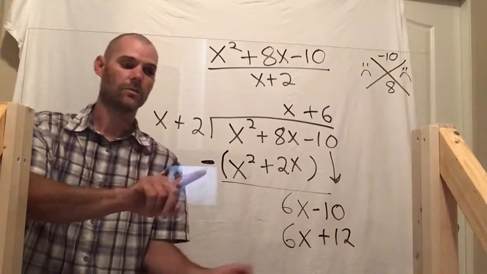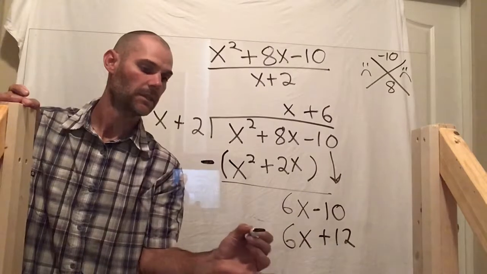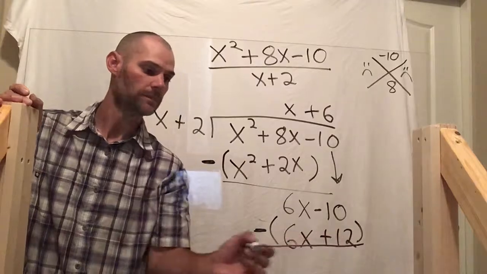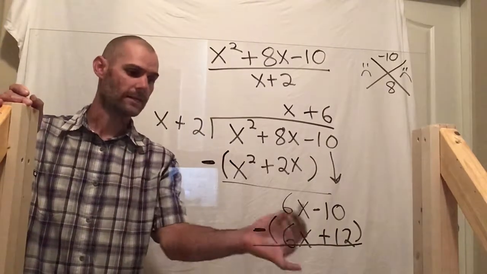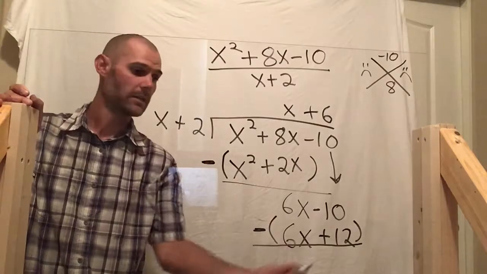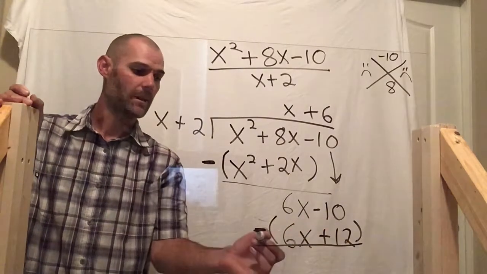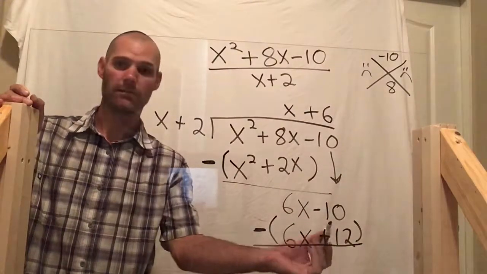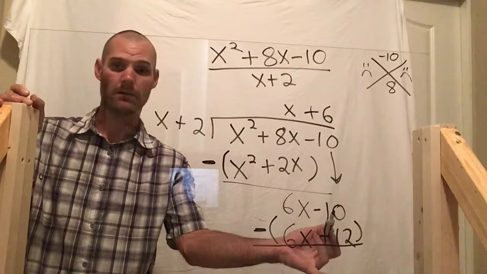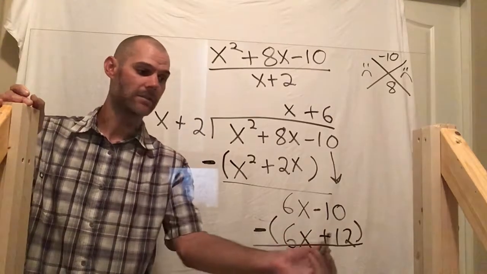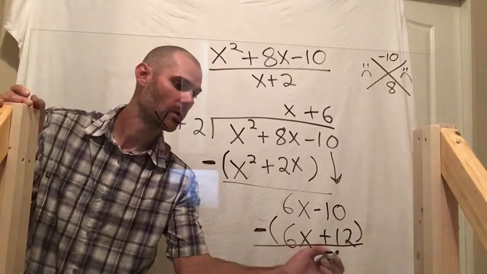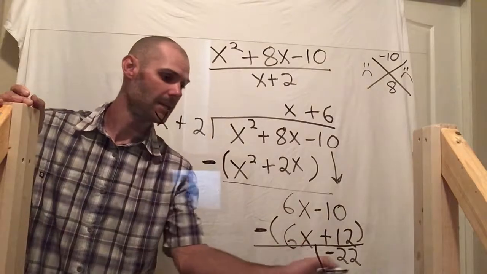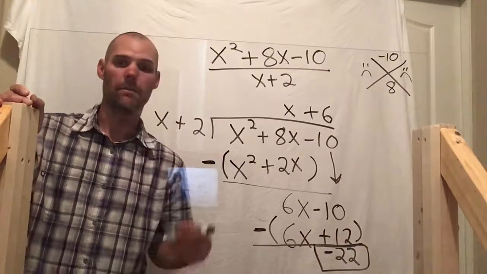Don't forget, we're going to subtract, and again, don't forget that I'm subtracting everything. So 6x minus 6x is nothing, looking good. Now I have negative 10 minus 12. Maybe think I owe someone $10, and then I owe someone else $12, so I owe a total of $22. That negative 22 is going to be my remainder.